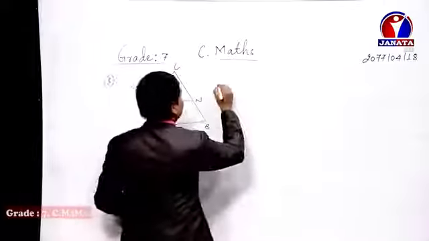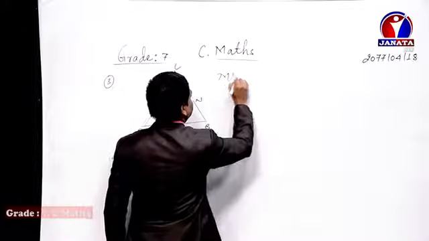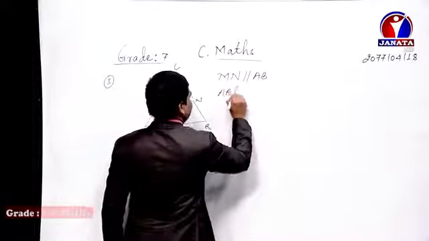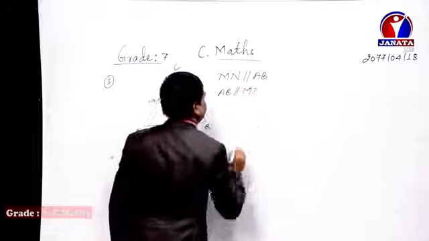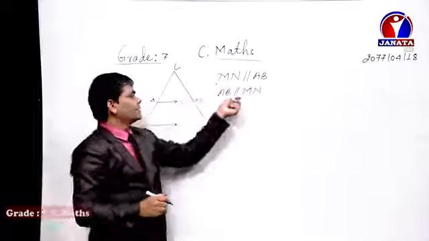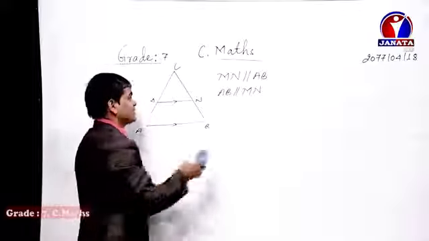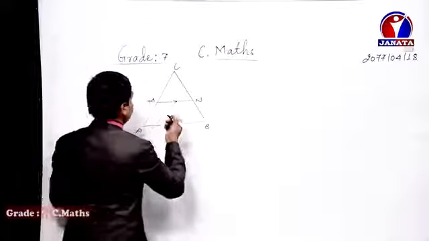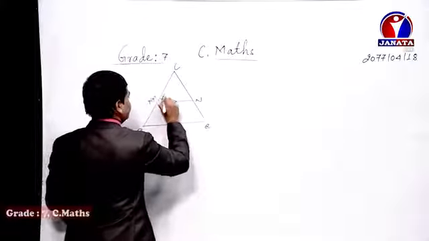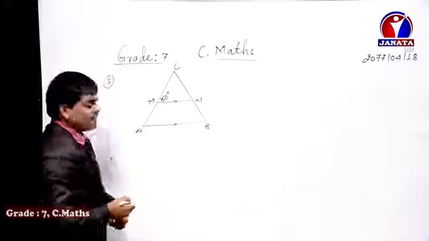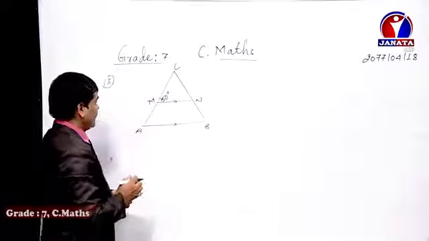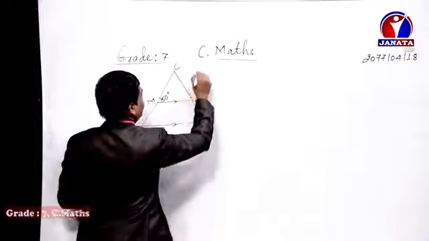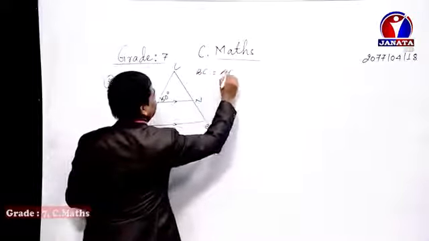When you write this in symbolic form, you need to write MN parallel to AB, or you can write AB parallel to MN. These are vice versa cases, okay. Whether you write this one or this one, it doesn't matter. It represents the same statement, okay. Now I'm going to keep here 50 degree. The angle CMN is 50 degree, and then I'm going to add BC equals AC, okay.